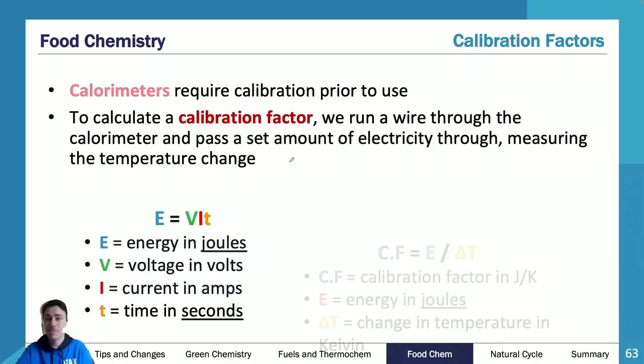And really important, this needs to be in kelvins. You need to be working in kelvins at this point. You can work with degrees Celsius. You will find sometimes they do. We generally like to work with kelvins though. So as you can see here, your calibration factor should be joules per Kelvin. So really important, these two equations work together closely and you get a calibration factor.